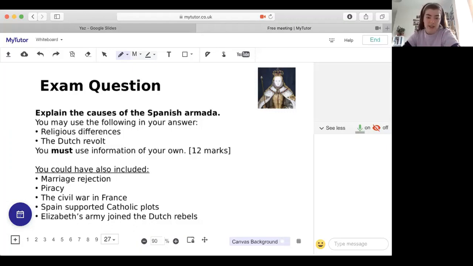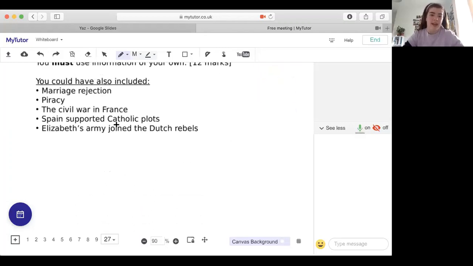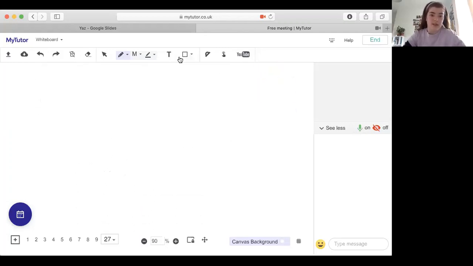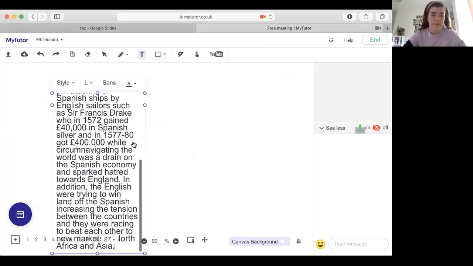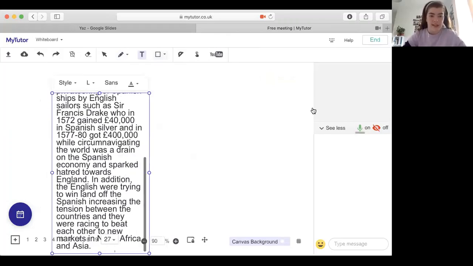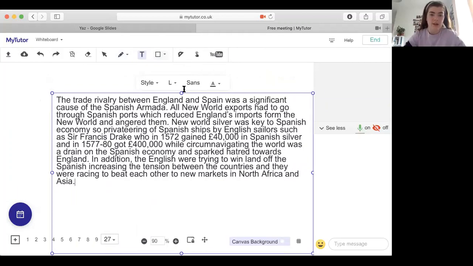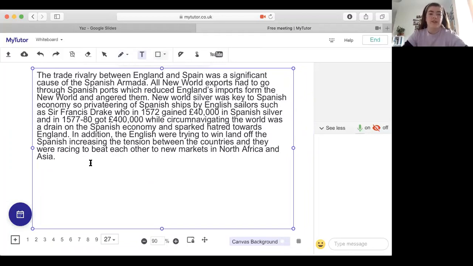I've actually got an example answer here from one of my students, and this is what she said. So we'll just have a quick look at that and see where she gained her marks, because this is a very good answer. So the trade rivalry between England and Spain was a significant cause of the Spanish Armada. All New World exports had to go through the Spanish ports, which reduced England's imports from the New World and angered them. Spelling mistake there, but anyway.